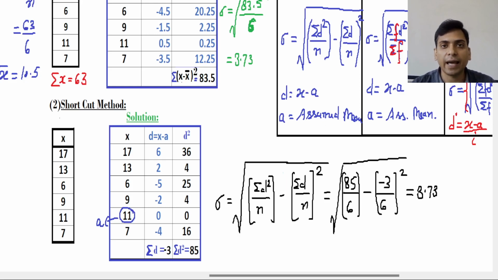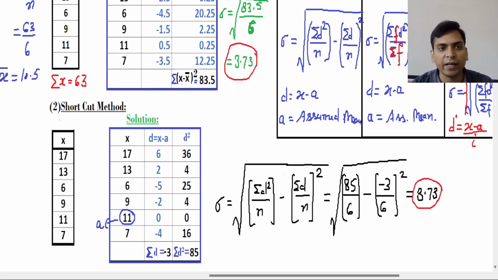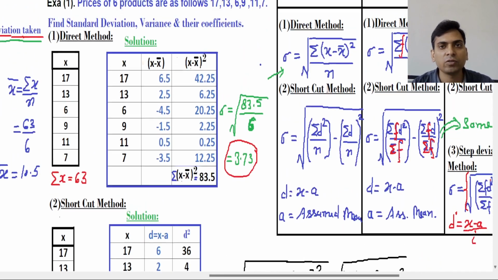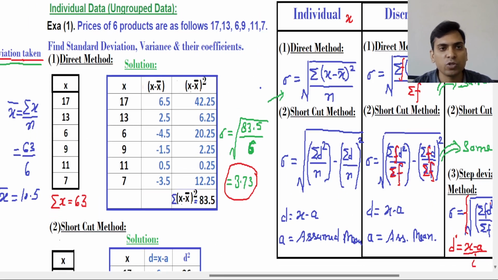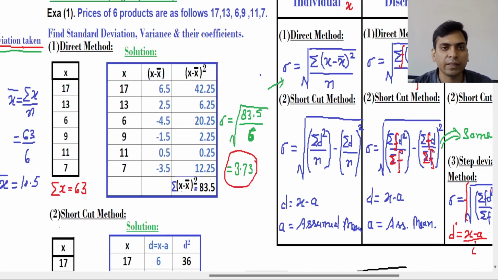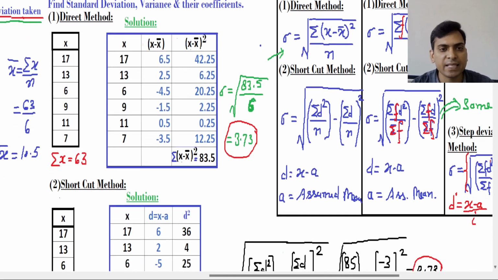So this is again the same value, 3.73. In that way, we can find the standard deviation for individual type of data using the direct method or the shortcut method. The choice is yours, but the second method is shorter and has less chance of mistakes.